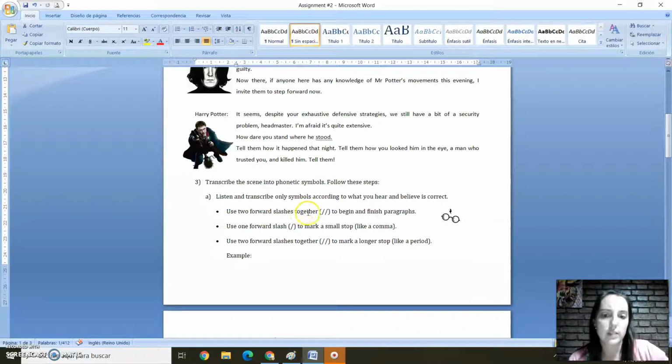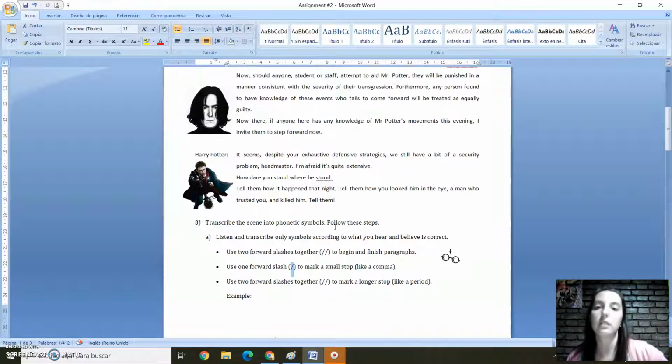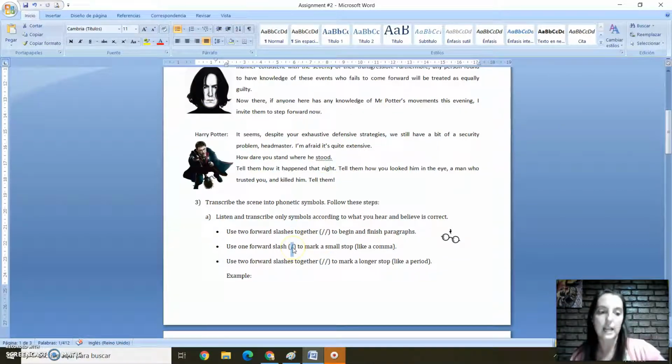Use 2 forward slashes together, like this, to begin and finish paragraphs. Use 1 forward slash, like this, to mark a small stop like a comma. Sometimes we don't see a comma, but the speaker makes a stop. You will see that Severus makes lots of stops that are not with commas. Well, you can put the forward slash anyway, okay? To mark a small stop, like a comma or not a comma, just a stop that the person makes when speaking.